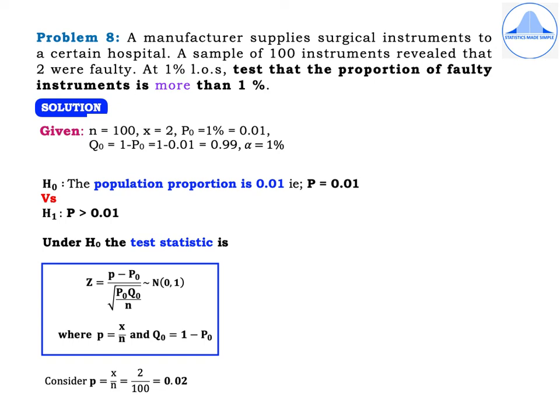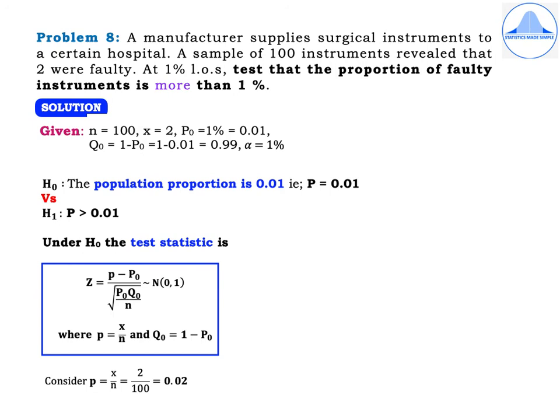And all we require now is capital P naught. They've asked us to test that the proportion of faulty instruments is more than 1%. So proportion of faulty instruments means the proportion in the population. So in other words, capital P naught is also 1%. So under solution, write given n is 100, x is 2, P naught is 1%, that is 0.01, Q naught is 1 minus P naught, which is 1 minus 0.01, which is equal to 0.99, and alpha is 1%.